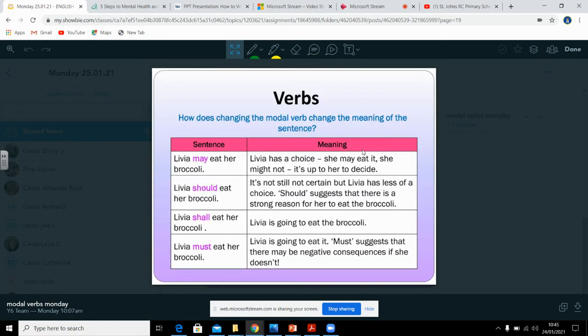What you're going to do now is go through the rest of the PowerPoint, answering the questions that are given about modal verbs and how they affect the meaning of a sentence, when they should be used, and then you're going to work through the worksheet to show your understanding of modal verbs.